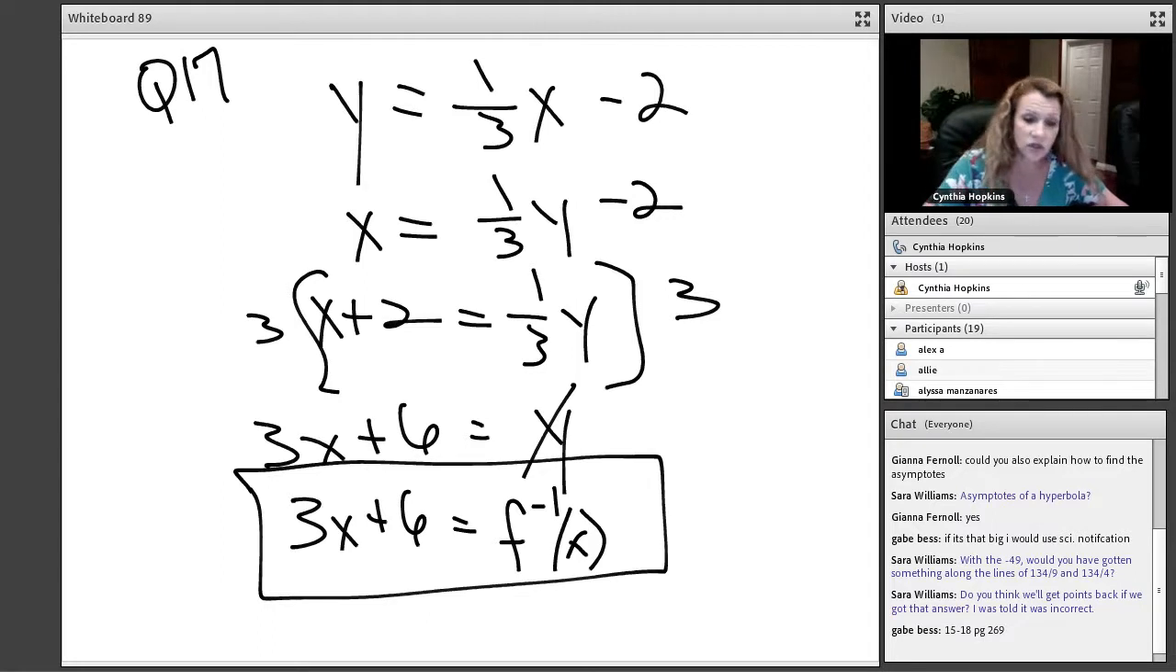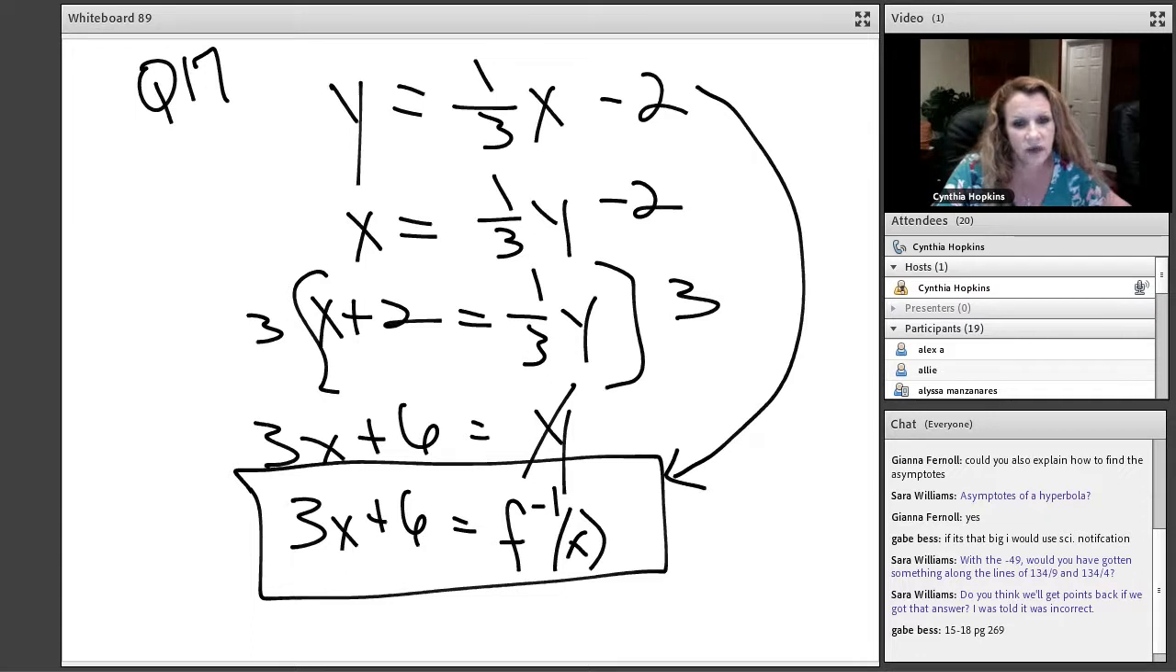And they didn't ask us to graph it, okay? But if I did graph this original function up here and this inverse function here, they better be reflections of each other over the line y equals x. That's the relationship. Reflections of each other over the line y equals x. Okay, that was number 17.